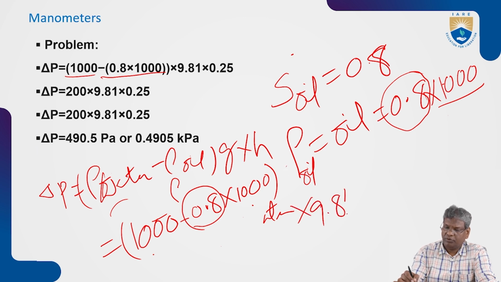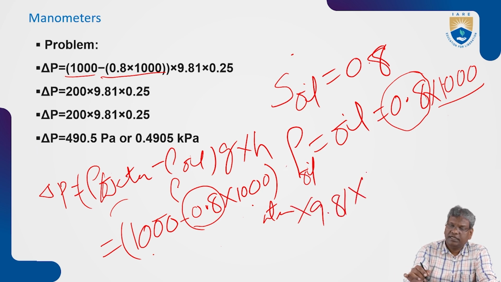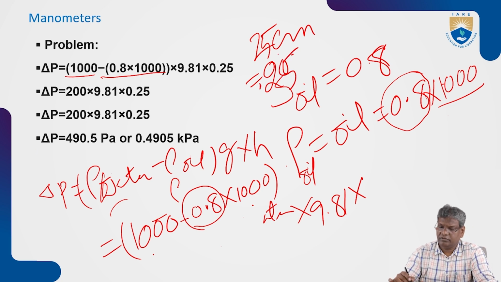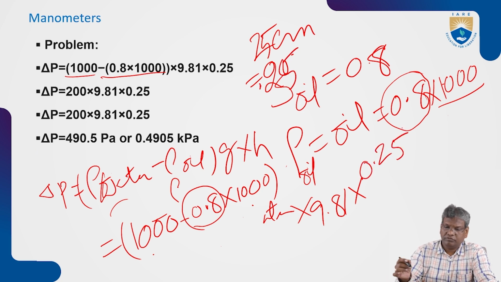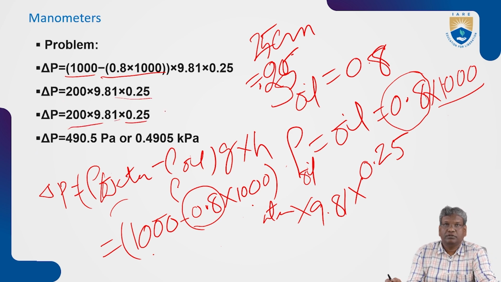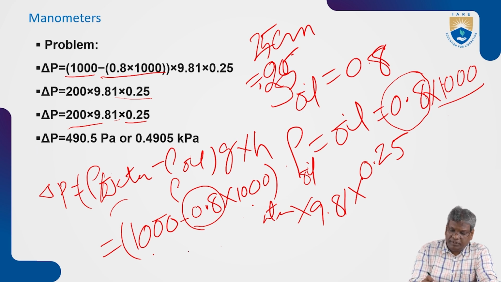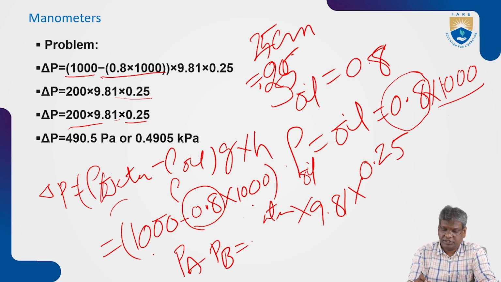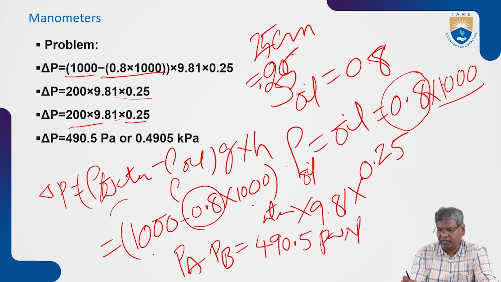g is 9.81, into h was given as 25 centimeters. You convert into meters. 25 is 0.25 by 100. So 200 in this one, 9.81, 0.25. So delta P, that is nothing but PA minus PB, the difference of pressures, will be 490.5 pascals. That is Newton per meter square. Pascal is Newton per meter square.